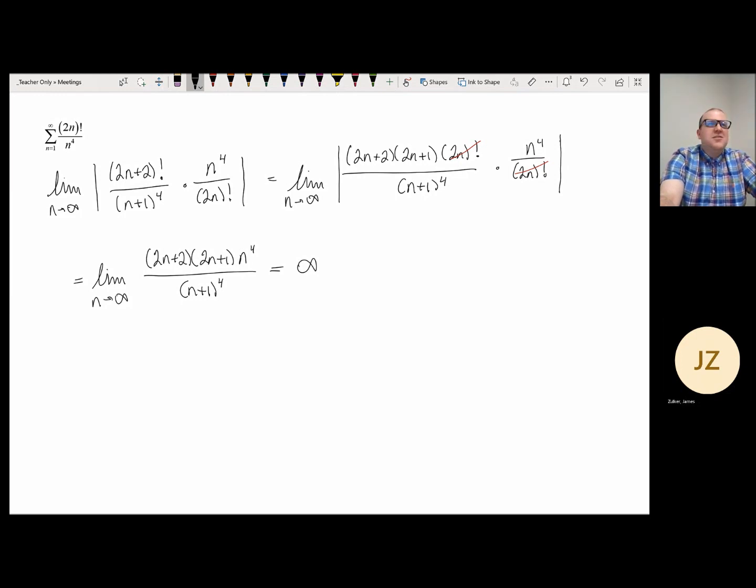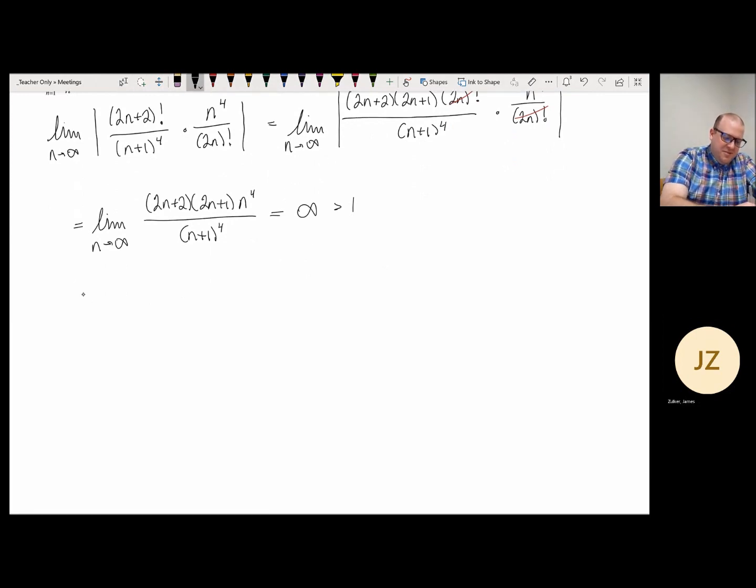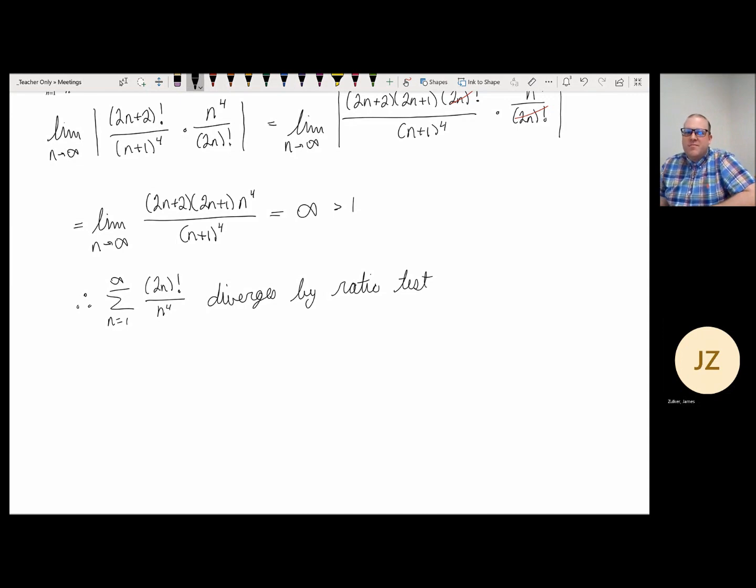Last time I checked, an infinitely large number is larger than 1. So this diverges. So it diverges by the ratio test.